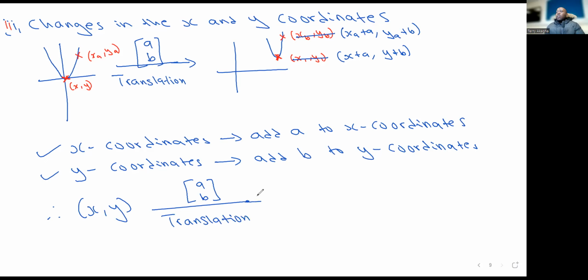Okay? So what happened? The new coordinate is going to be x plus a, which gives you the first one, and y plus b is going to give you the second one. All right. So let's start solving now. Let's start going deep down into what we have. But these are the three things to take note of.